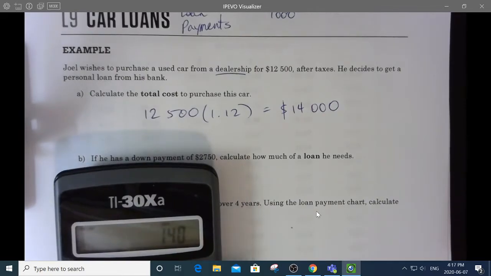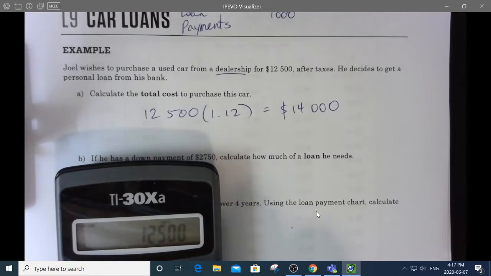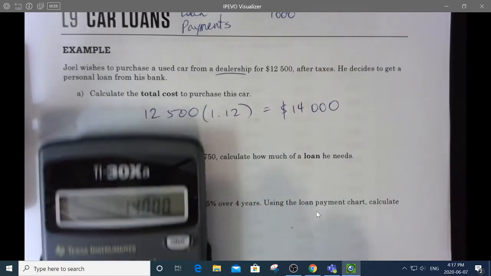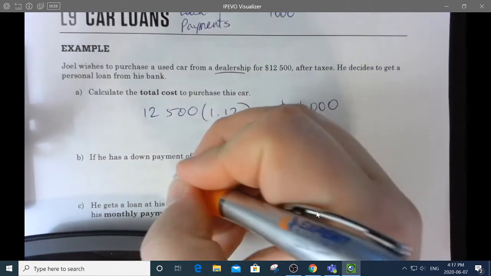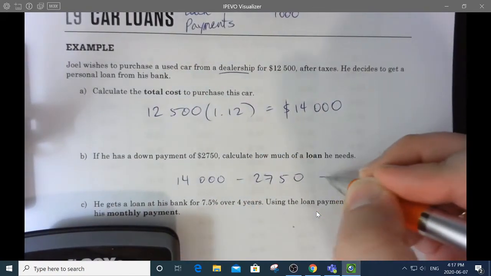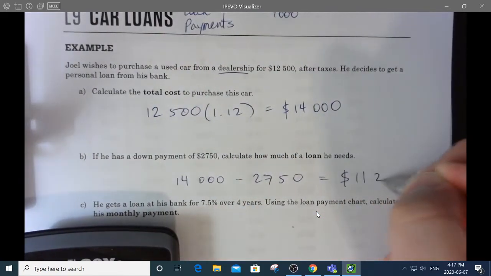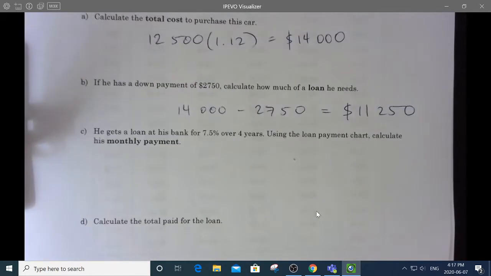If he has made a down payment of $2,750, how much of a loan does he need? Well, that'd be $14,000. Did I calculate that? 12,500 times 1.12. Yeah, look at that. So he's made a down payment of $2,750, so $14,000 minus $2,750. He has to borrow $11,250 from the bank.